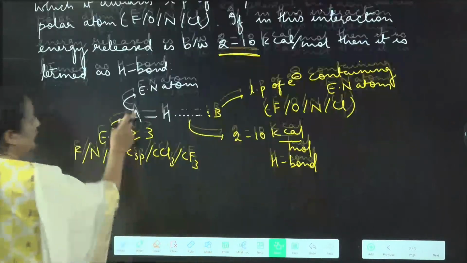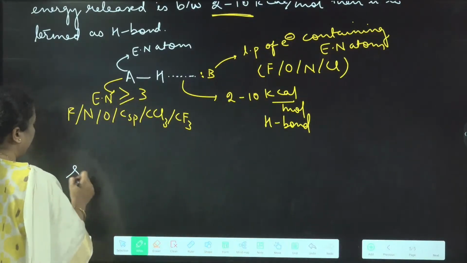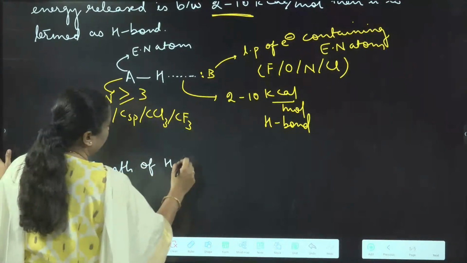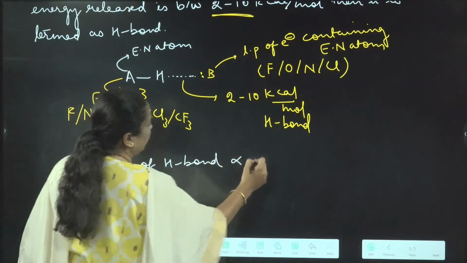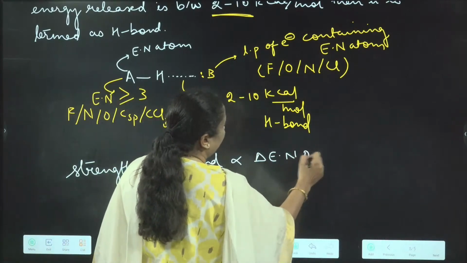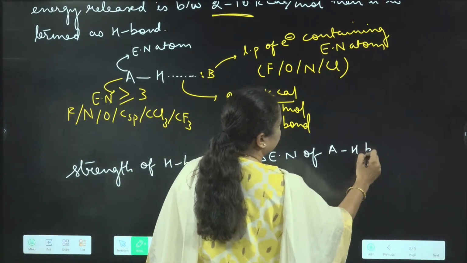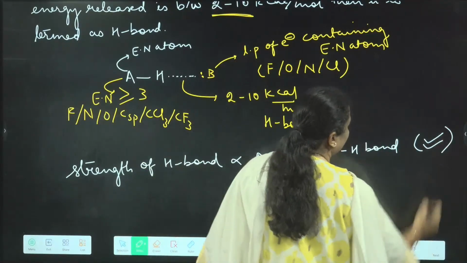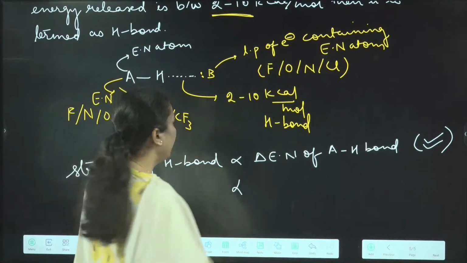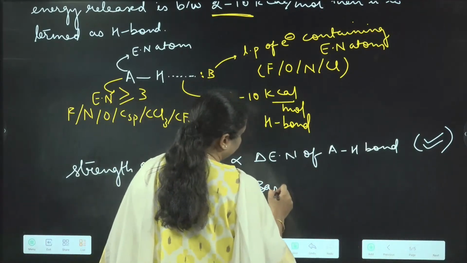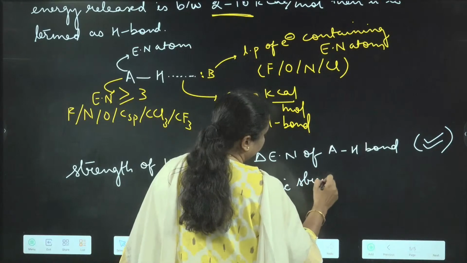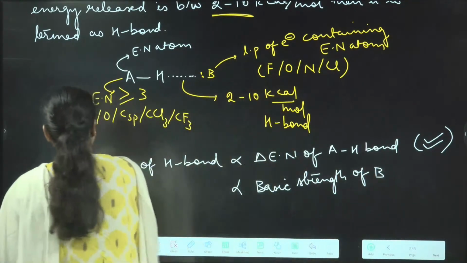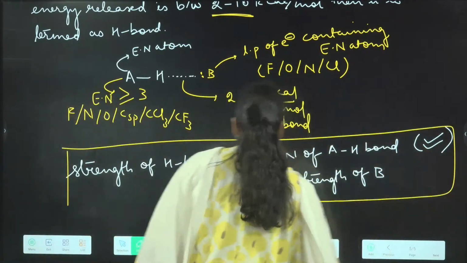Now, I'm going to write down one thing here. Strength of hydrogen bond basically depends upon delta EN of this AH bond, and this is a more dominant factor. That's why I'm putting a double tick mark, right? And it is directly proportional to the basic strength of this B. B is this one which is sharing its lone pair of electrons.